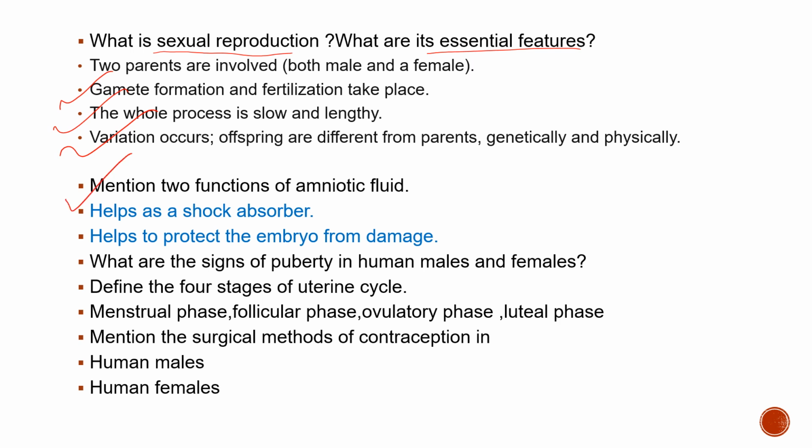Now the next question, see, mention the two functions of the amniotic fluid. So the amniotic fluid, what is the function of that? Now it helps as a shock absorber. It helps to protect the embryo from the damage. So these are the main two functions of amniotic fluid. So if you have studied it, it's well and good. If you have not yet studied this, please go through them so that you can just write in your answer paper what are the main functions of the amniotic fluid. Whatever book or answer book or revision copy you have made for this biology, make a note of all these questions.